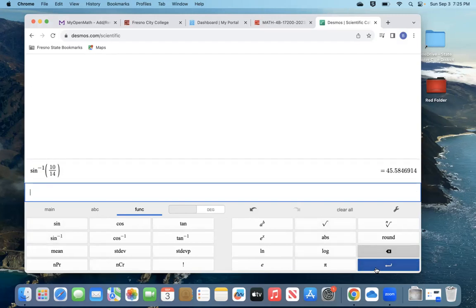There's the answer. Now they want degrees on this problem. See, this says degree right here. If I click this, it goes to radians, but I want to go back to degrees. So here's the answer in degrees, 45.5846. So that's the answer in degrees to this question. And so that's how we do it. And there we go.